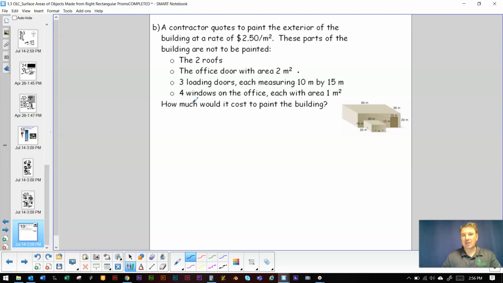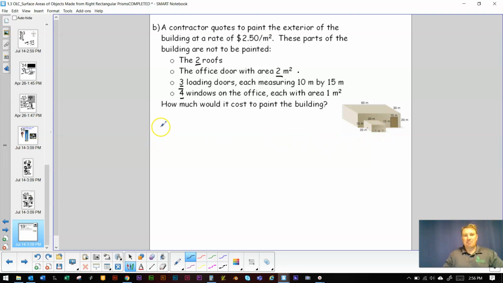But there's a bunch of stuff we don't need to paint, and I'm just going to make sure that I keep track of it. I don't have to paint either roof. There's an office door they didn't tell us about. That's probably on the side here that is 2 meters squared. There's 3 loading doors that are 10 by 15. So here's one loading door. We can't see the others. Maybe they're on the side and back. And there's 4 office windows that are each 1 meter squared. We can see some of them here.